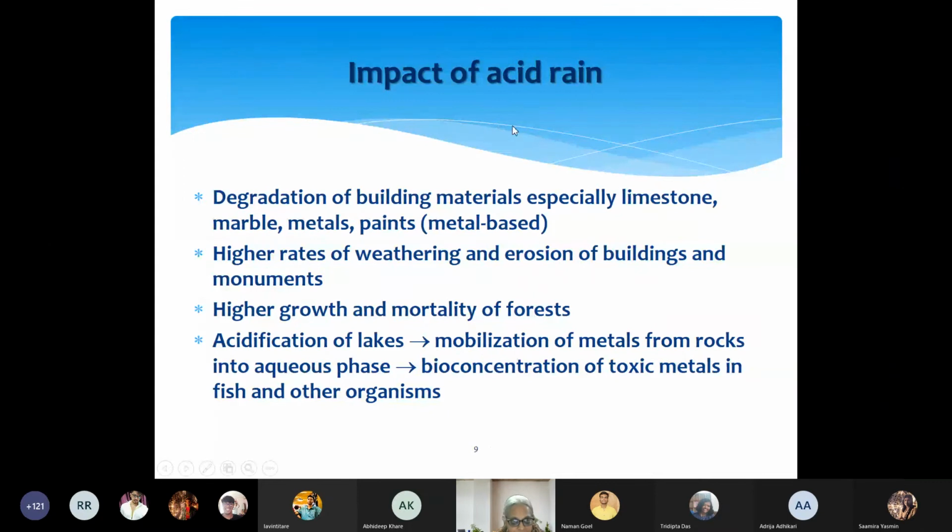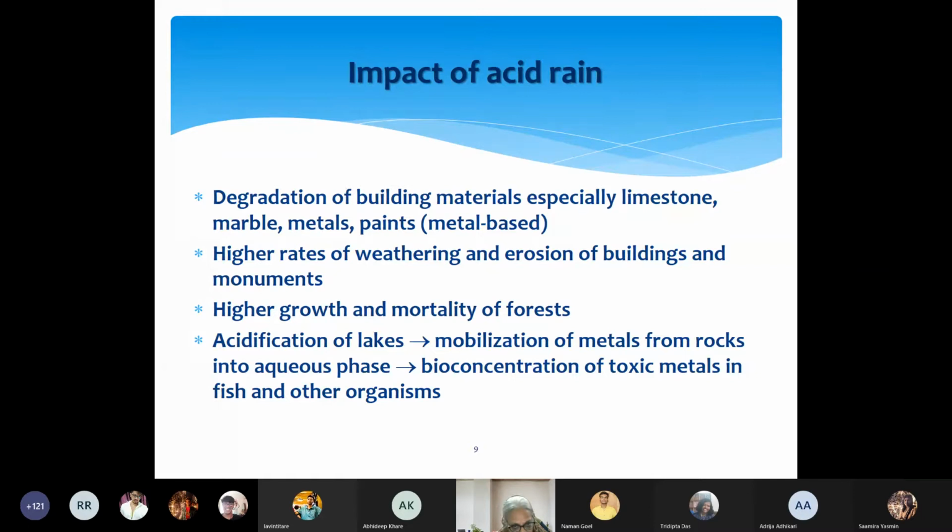What is the impact of acid rain? So the impact of acid rain, first and foremost, is on building materials. Now, if you have building materials that include limestone, marble, sandstone, metal, and metal-based paints, all of them will be degraded in the sense of weathering. Remember, acid dissolves even the hardest rocks.